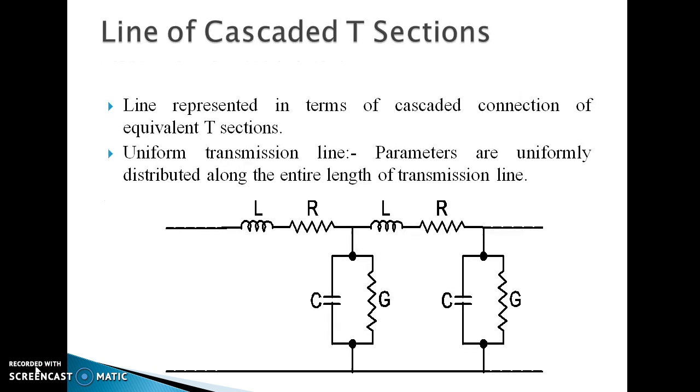This is the line of cascaded T section. You can observe here these four parameters are mentioned in this circuit diagram, that is the L, R, C and G. This line is represented in terms of cascaded connection of equivalent T section. What is the uniform transmission line? That is, the parameters are uniformly distributed along the entire length of the transmission line, so it is called a uniform transmission line.